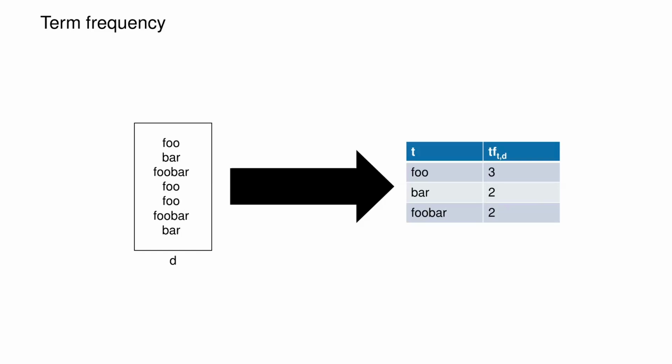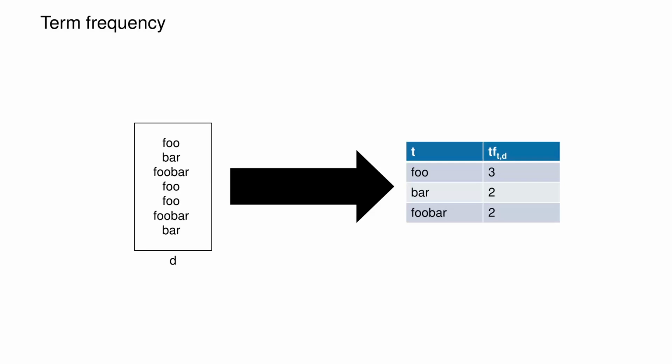This number of times that a term appears in the document is known as the term frequency. For example, in document D, foo appears 3 times. It's a bag, so it repeats 3 times. Bar appears twice, and foo bar appears twice. I insist that the term frequency has 2 parameters, t and d. You can see it in the subscript. It depends not only on the term, but also on the document. If you take another document, it's going to be different.